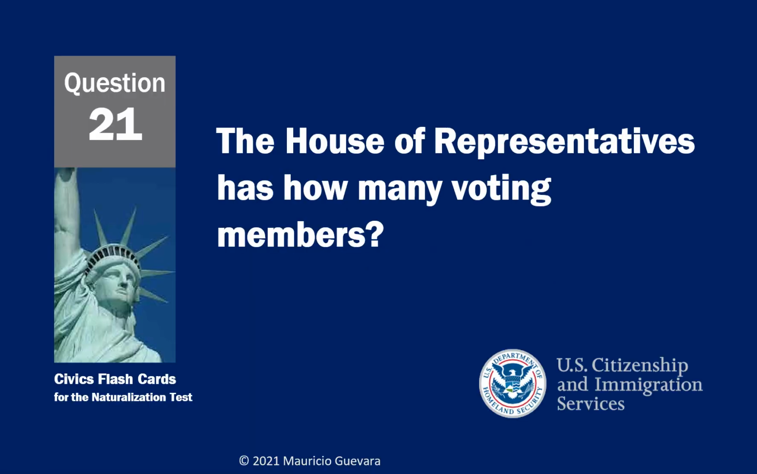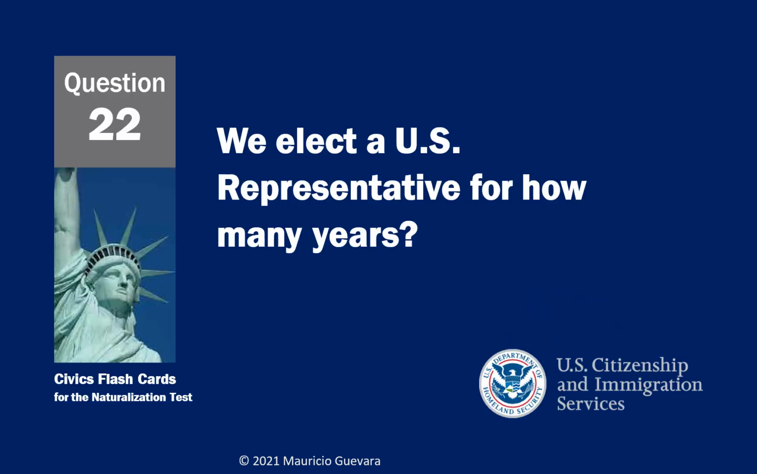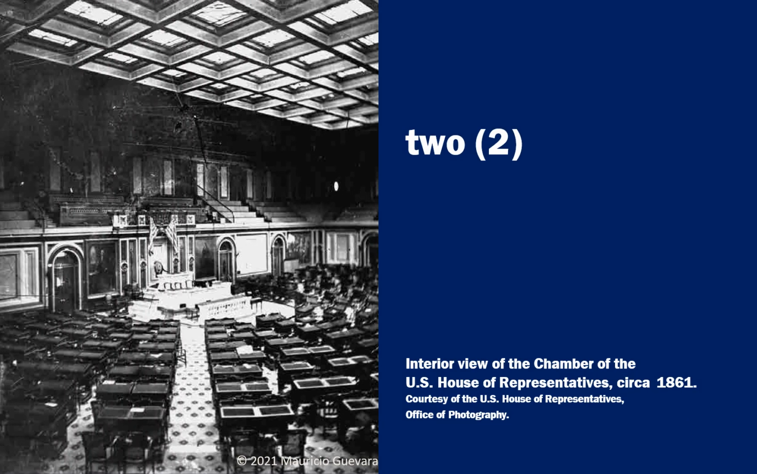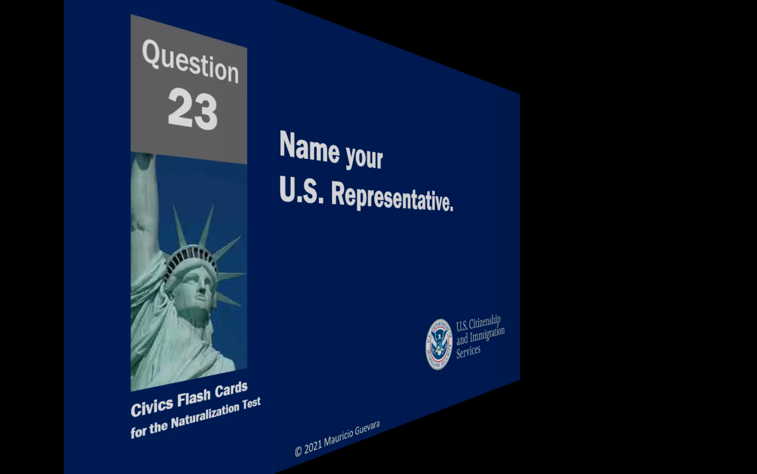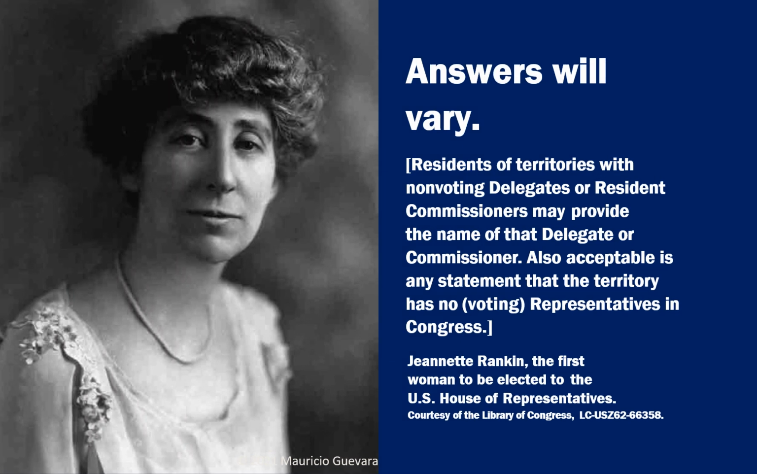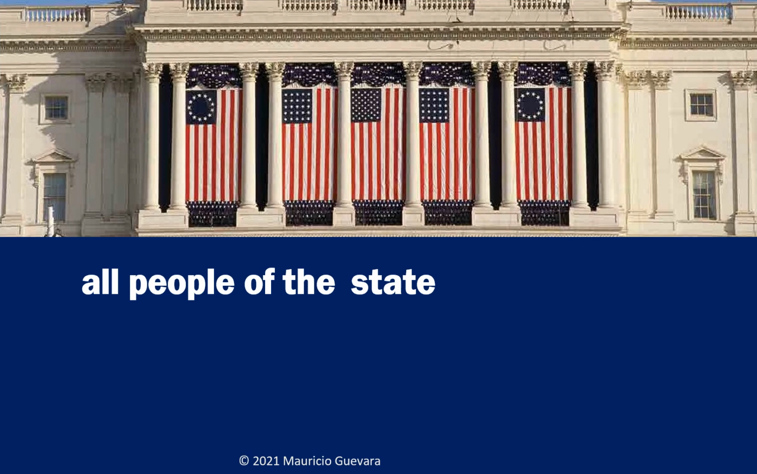The House of Representatives has how many voting members? 435. We elect a U.S. representative for how many years? 2. Name your U.S. representative. Answers will vary. Who does a U.S. senator represent? All people of the state.